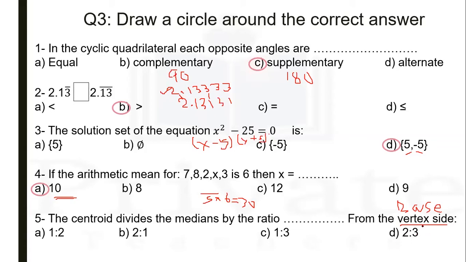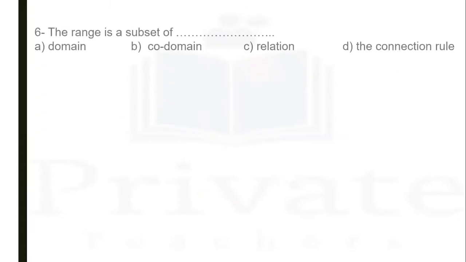So as I mentioned previously, the centroid is the point that all the medians of the triangle meet at, and it divides the median by the ratio 2 to 1 from the vertex side. Here is written vertex side, so the ratio will be 2 to 1. If it is the base side, the ratio will be 1 to 2. Yes, the inverse of it. So the answer is 2 to 1.